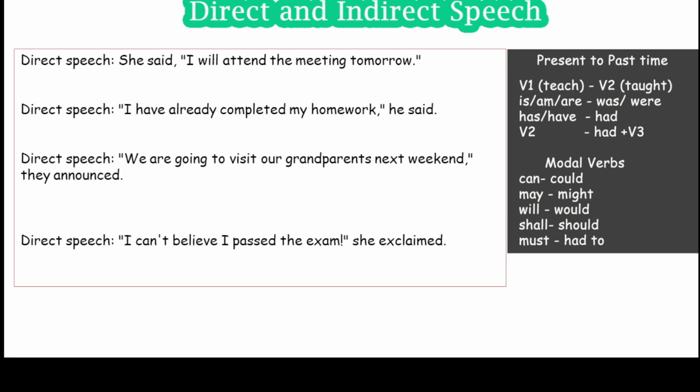Before solving that, you will have to understand that, as I told you, we change present to past. Like if we have been given first verb form, then it will be changed to second, is, are to was, were, has, have to had, second verb form to had plus third verb form. Same way, modal verbs you will have to change: can to could, may to might, will to would, shall to should, must to had to.